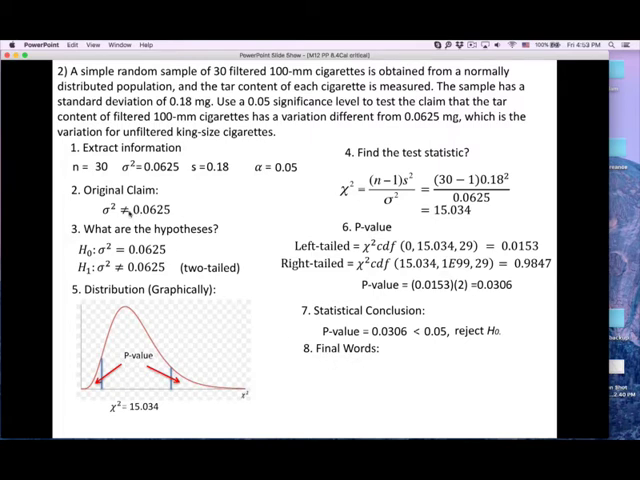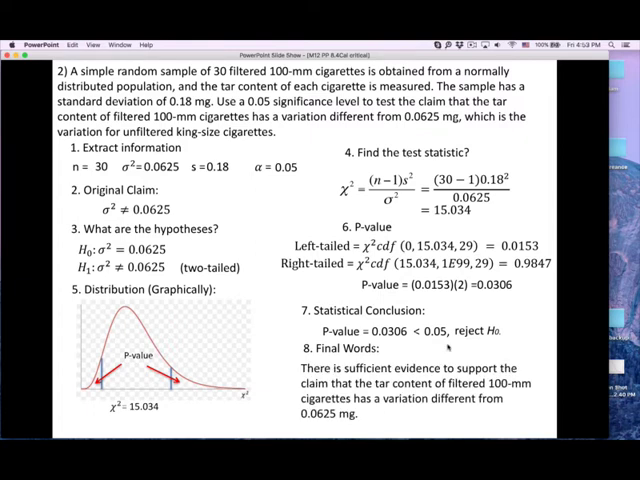Our original claim should go to the alternate hypothesis, so it is either number 3 or number 4 conclusion. And we have a reject, so that will be the number 3 conclusion. There is sufficient evidence to support the claim that, and then copy the claim statement here. So this is how we use the p-value method to do hypothesis testing for standard deviation or variance.